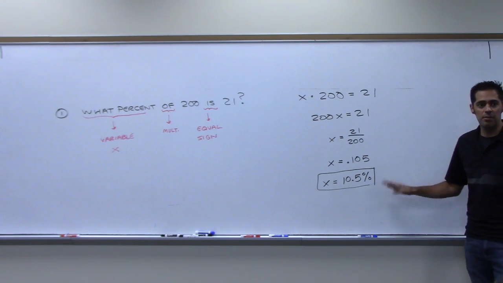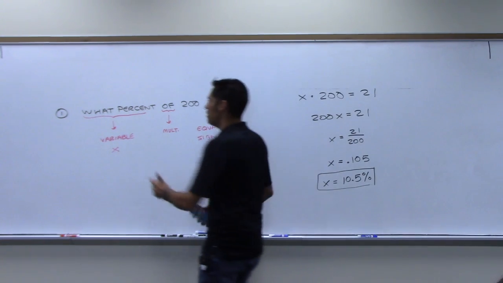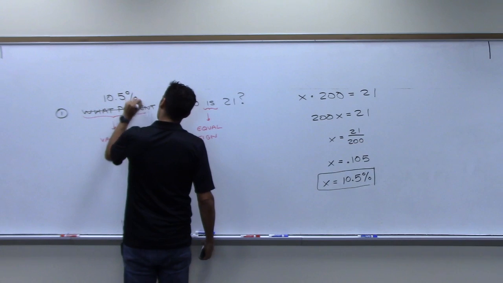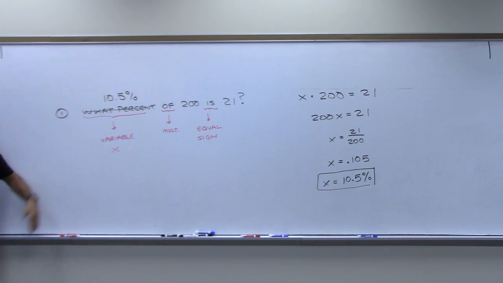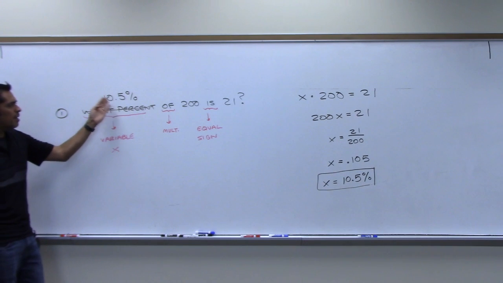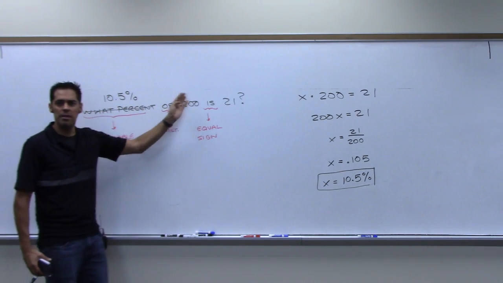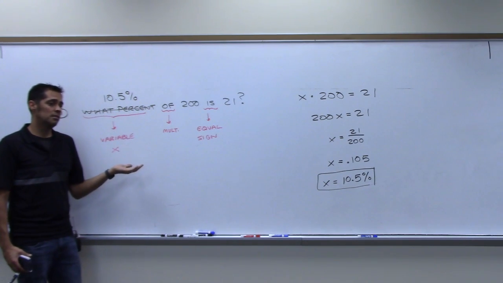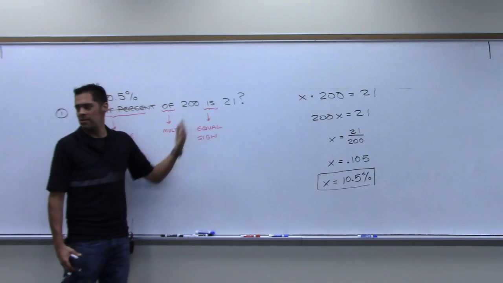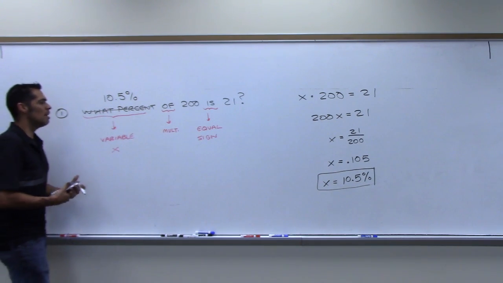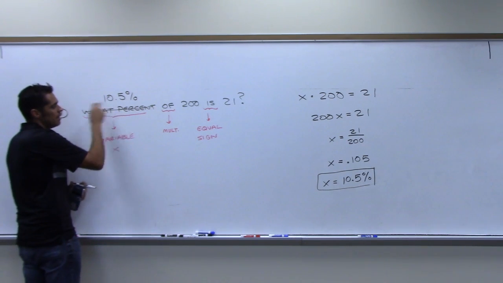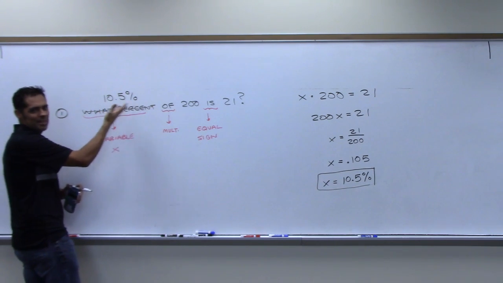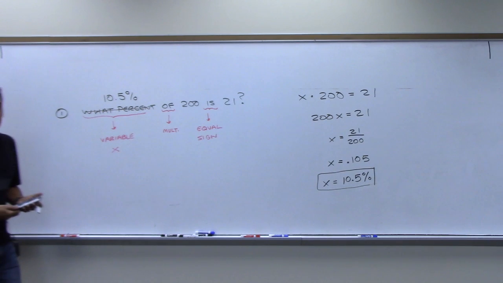Now, a good way to check to see if you did this right is to go back to the problem and replace this with your answer. Our answer was what? 10.5%? And read it to yourself and see if it makes any sense in your mind. 10.5% of 200 is 21. Does that make sense to you? 10% of 200 should be smaller than 200, shouldn't it? And 21 is definitely smaller. So if you were to get like, I don't know, negative 40%, right? Then something's wrong. Something is off, right? All right, I'm running out of time.